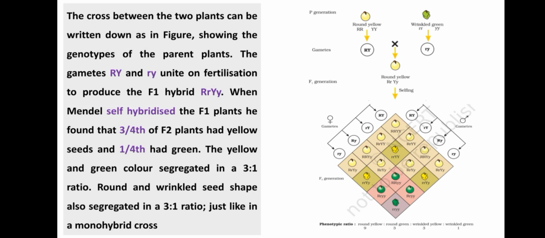When Mendel self-hybridized the F1 plants, he found that 3/4 of the F2 plants had yellow seeds and 1/4 had green. The yellow and green color segregated in a 3:1 ratio. Round and wrinkled seed shape also segregated in a 3:1 ratio, just like in monohybrid cross.